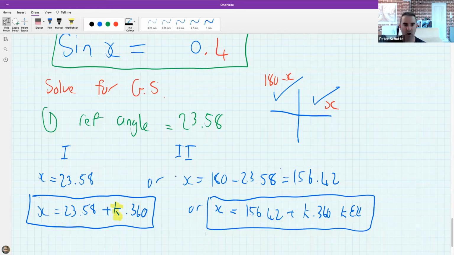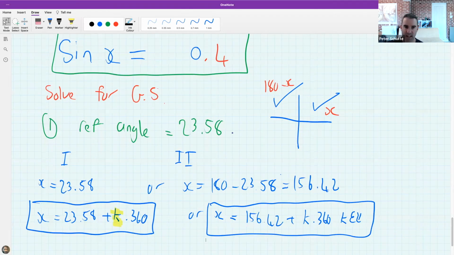Okay, so Asimakis asked, how do we know which quadrants we're working in again? The way I know what quadrants I'm working in is I ask myself, where is sine positive? If I look at my question, sine is 0.4, which is positive. So sine is positive in quadrants 1 and 2.